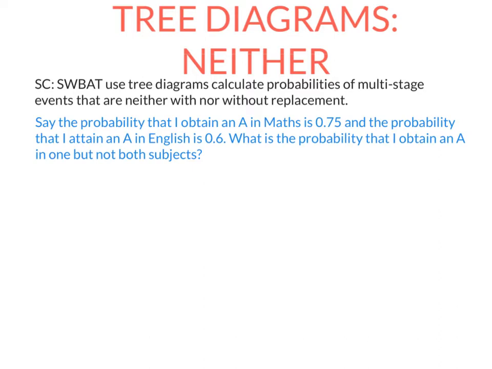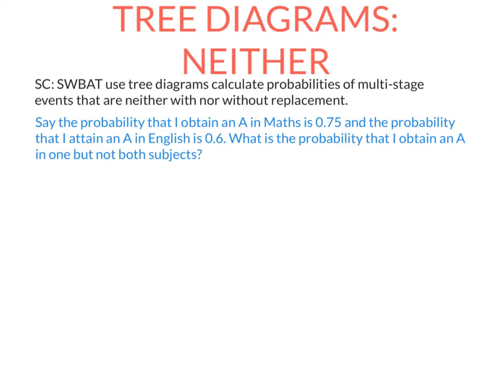Now, in this video, we'll look at using tree diagrams when the multi-stage event that we're interested in is neither with nor without replacement. That happens when each stage is like a different event. So this is the kind of question for which we would use it. Let's say the probability I obtain an A in maths is 0.75. In English, it's 0.6. What's the probability I obtain an A in one, but not both subjects?